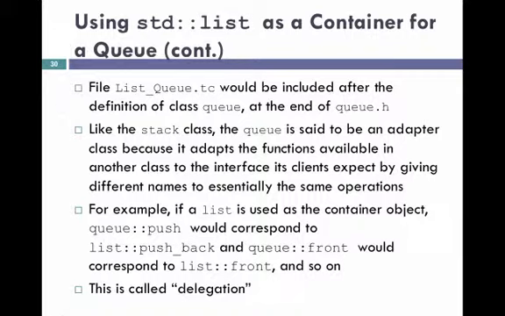And just like the stack class, queue is an adapter class because it adapts the functions from another class to the interface for queues. For example, a list is used as the container object, so the push function for queue corresponds to list's push back. And the queue front operation corresponds to the list front. When we have this adapter class, this process of taking a method in queue and relying on a method from the adapted class, that's called delegation.